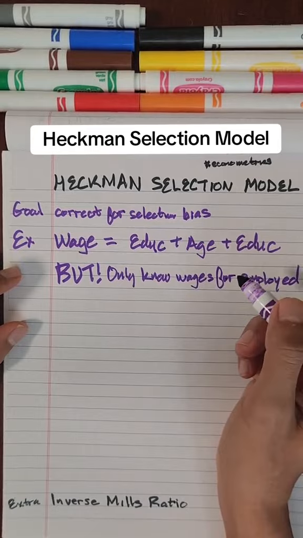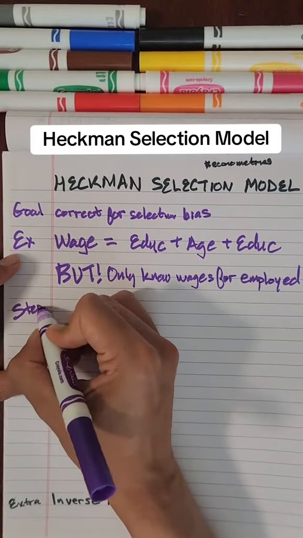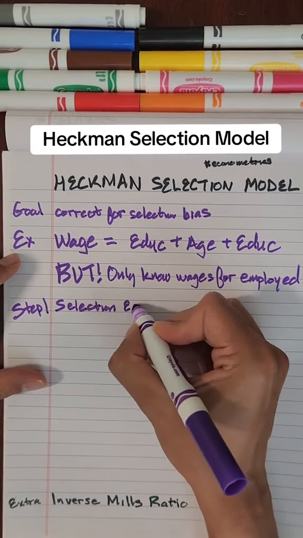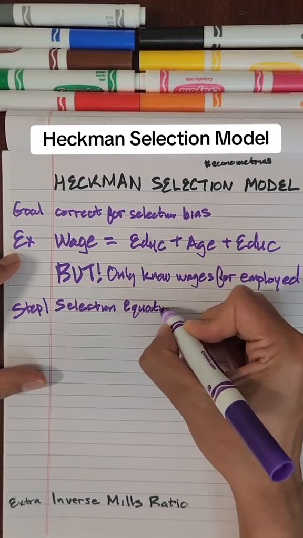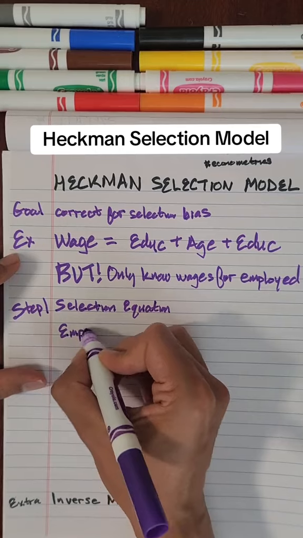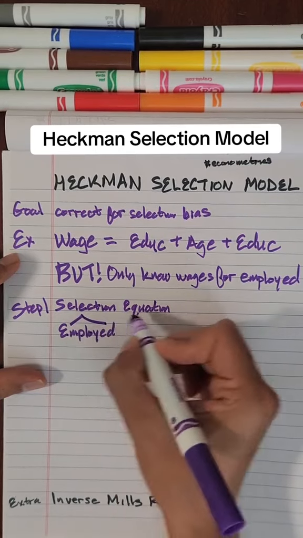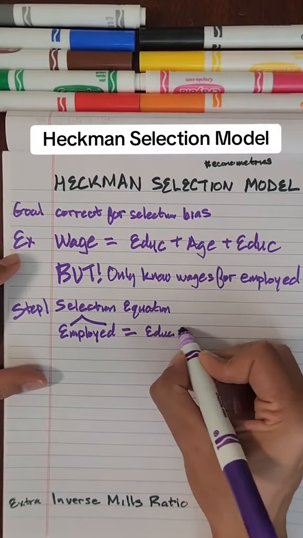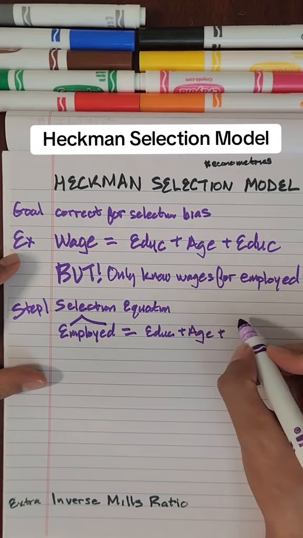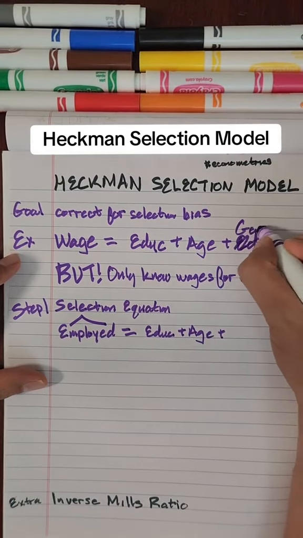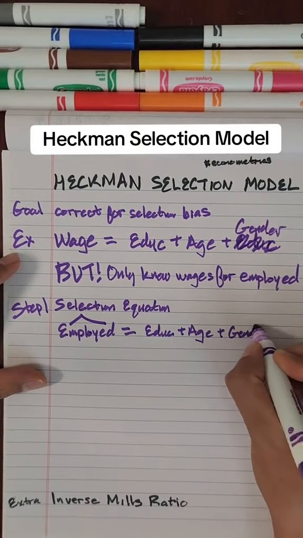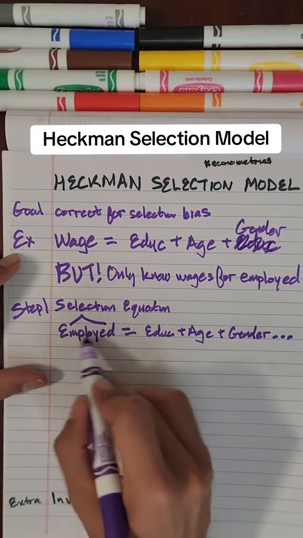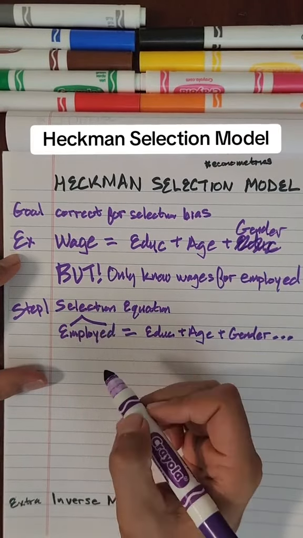So Heckman's selection model is 2 steps. Step 1 is known as the selection equation, where we model the selection bias. So in this case, we model the fact that they're employed, and we'll model this on our covariates up there, which is education, age, let's say this is gender, etc. And then we want to take the probability of being employed and use that later.